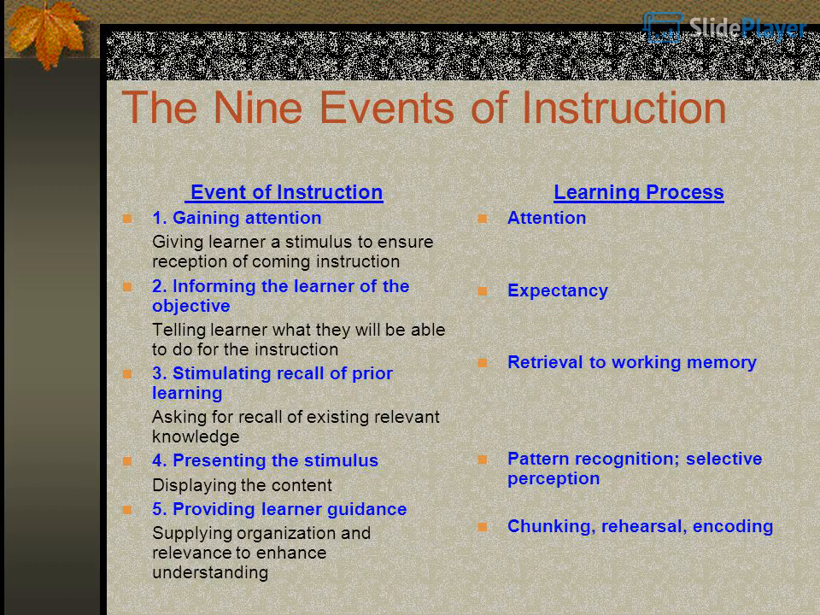The 9 events of instruction. Event of instruction. 1. Gaining attention. Giving learner a stimulus to ensure reception of coming instruction. 2. Informing the learner of the objective. Telling learner what they will be able to do after the instruction. 3. Stimulating recall of prior learning. Asking for recall of existing relevant knowledge.